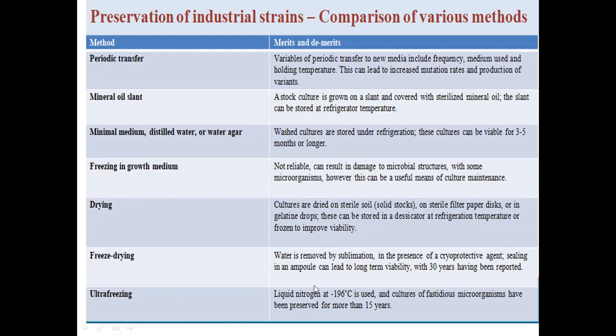Then freeze drying. Here water is removed by sublimation. All the water will be made to evaporate in the presence of a cryoprotective agent like glycerol. With the help of the cryoprotective agent, the water will be removed and they will be sealed in an ampule. That results in long-term viability, even 30 years they can be stored. Then ultra freezing in liquid nitrogen at minus 196, which you should remember. Liquid nitrogen gives you the temperature of minus 196, wherein the cultures of fastidious microorganisms will be preserved for more than 15 years.